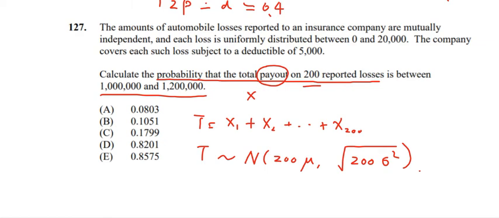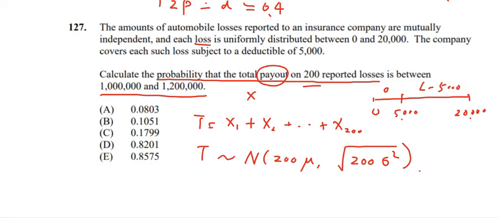Okay. So the loss is uniformly distributed from 0 to 2,000. And they have deductible 5,000. Okay. So pay here is 0. Here is we just say L minus 5,000, right? So there's a pay.